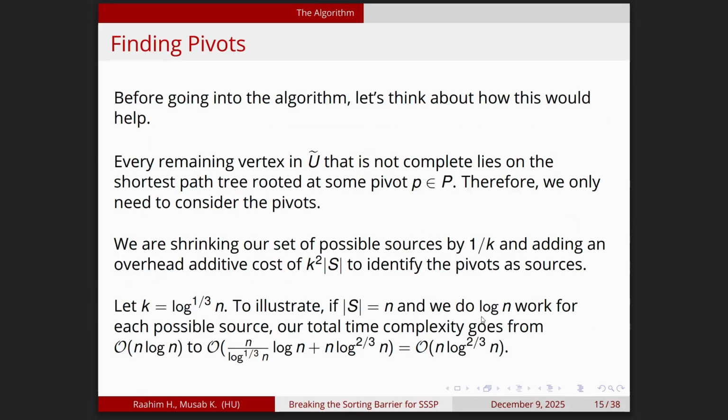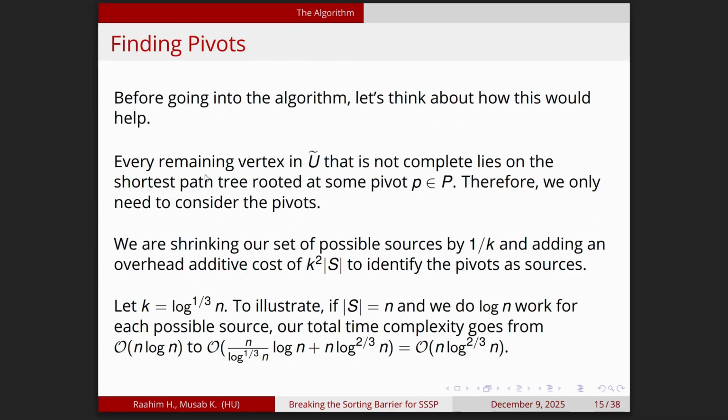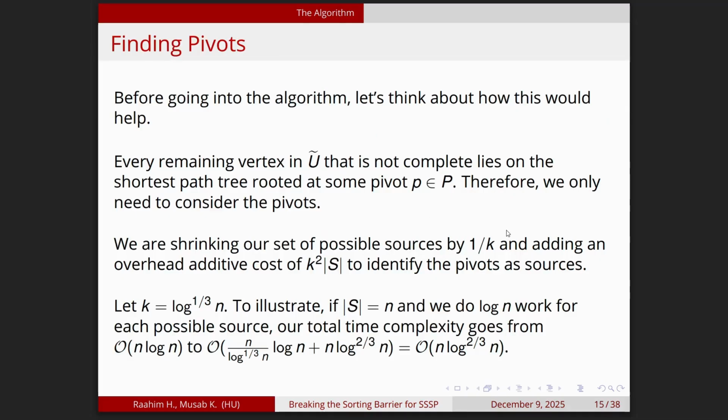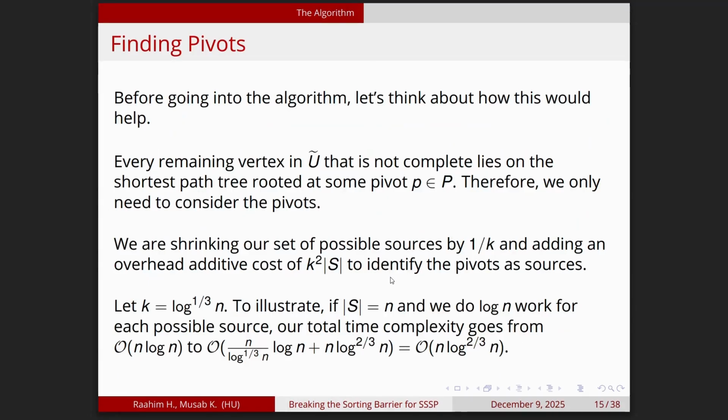Before we even get to the algorithm, let's think about how this may help us. We are saying, okay, we're not completing every vertex in the subproblem, but we know that every vertex that is not complete lies on the shortest path tree rooted at some pivot that we've identified, which is this second condition here. So we can only consider these pivots as the sources, and then we're good. And not only that, this set of pivots is 1 over k times the size of the entire subproblem. So our set of possible sources has been cut down by 1 over k, and we've only done some k squared times S additive work to identify these pivots. Let's see how this can work out for us.